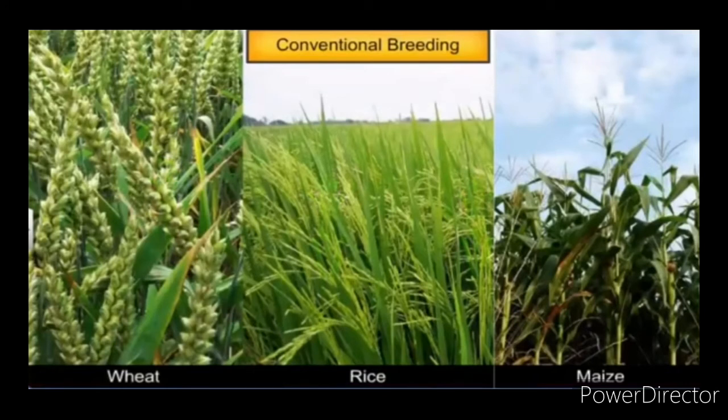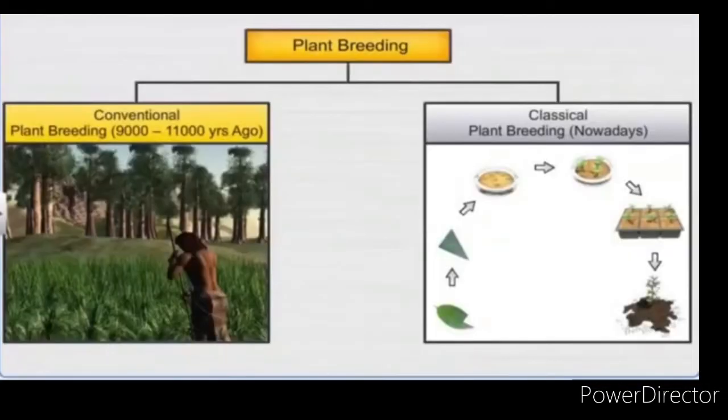Conventional plant breeding has been practiced for thousands of years since the beginning of human civilization. Recorded evidence of plant breeding dates back to 9,000 to 11,000 years ago. Many present-day crops are the result of domestication in ancient times. Today, all our major food crops are derived from domesticated varieties.